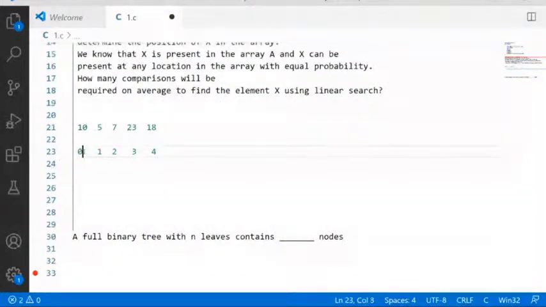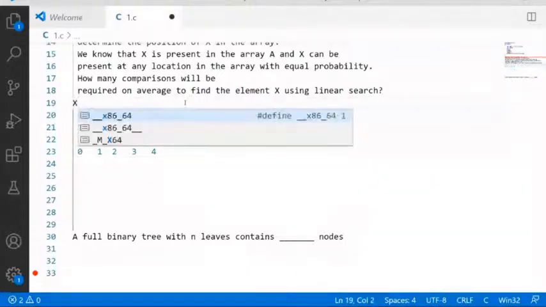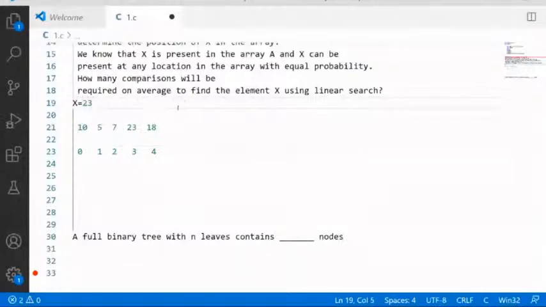For example, if I want to search for an element called X, suppose X is equal to 23, what will I do? I will start my process from the 0th index. I will check whether the 0th element is equal to X. No, it is not equal. That is the comparison that they are speaking about. So how many comparisons will be required on average? That is what we are going to find.